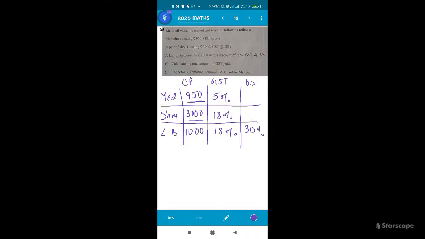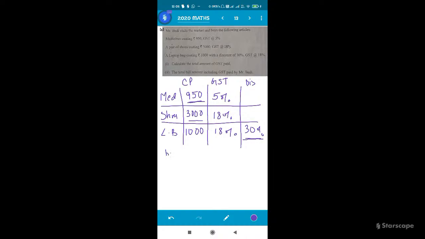Now for the laptop bag there is a discount, so we are going to first find out the discount. The discount is 30%. Discount or GST or whatever percentage we use, like profit percent, loss percent, etc., all of it is always done on the CP. I guess you know that from your previous knowledge. So this discount will also be acting on this cost price itself.